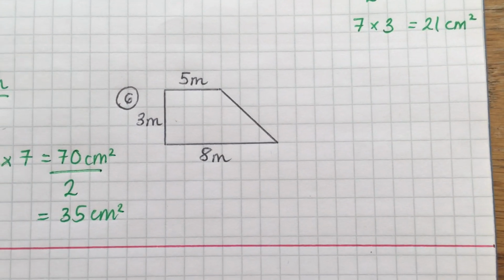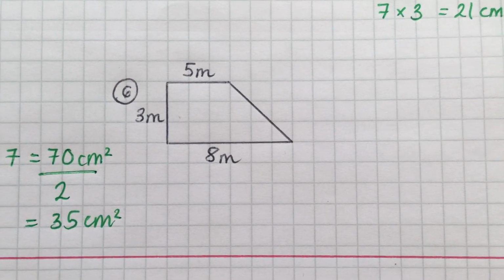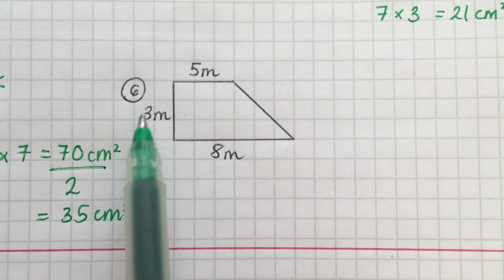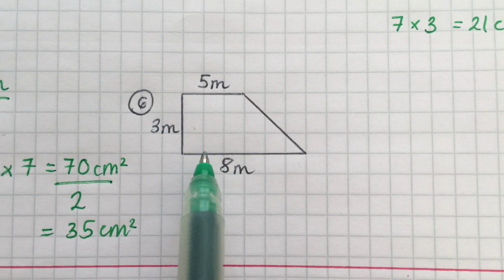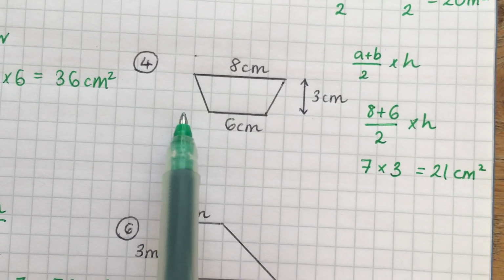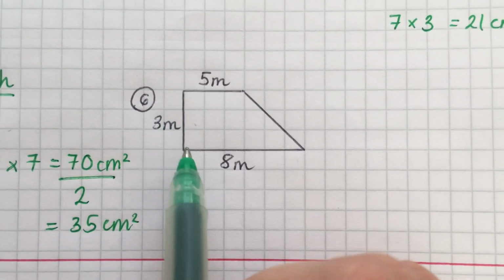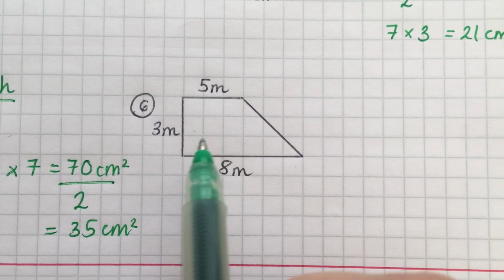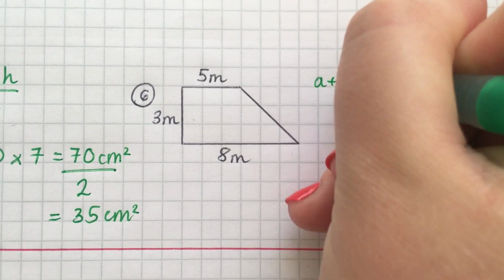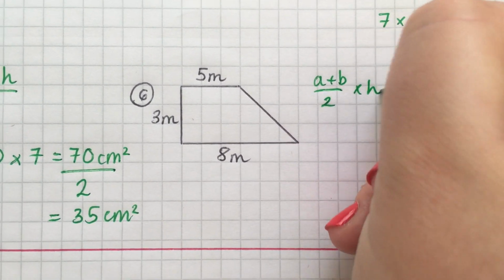Okay, last shape. Now, this is also a type of trapezium, and we know that because it's got 4 sides and 1 pair of parallel sides. It doesn't have to look like this, okay? It can sometimes have a straight line going up as well. So this is a trapezium, so we're still using a plus b divided by 2 times height.